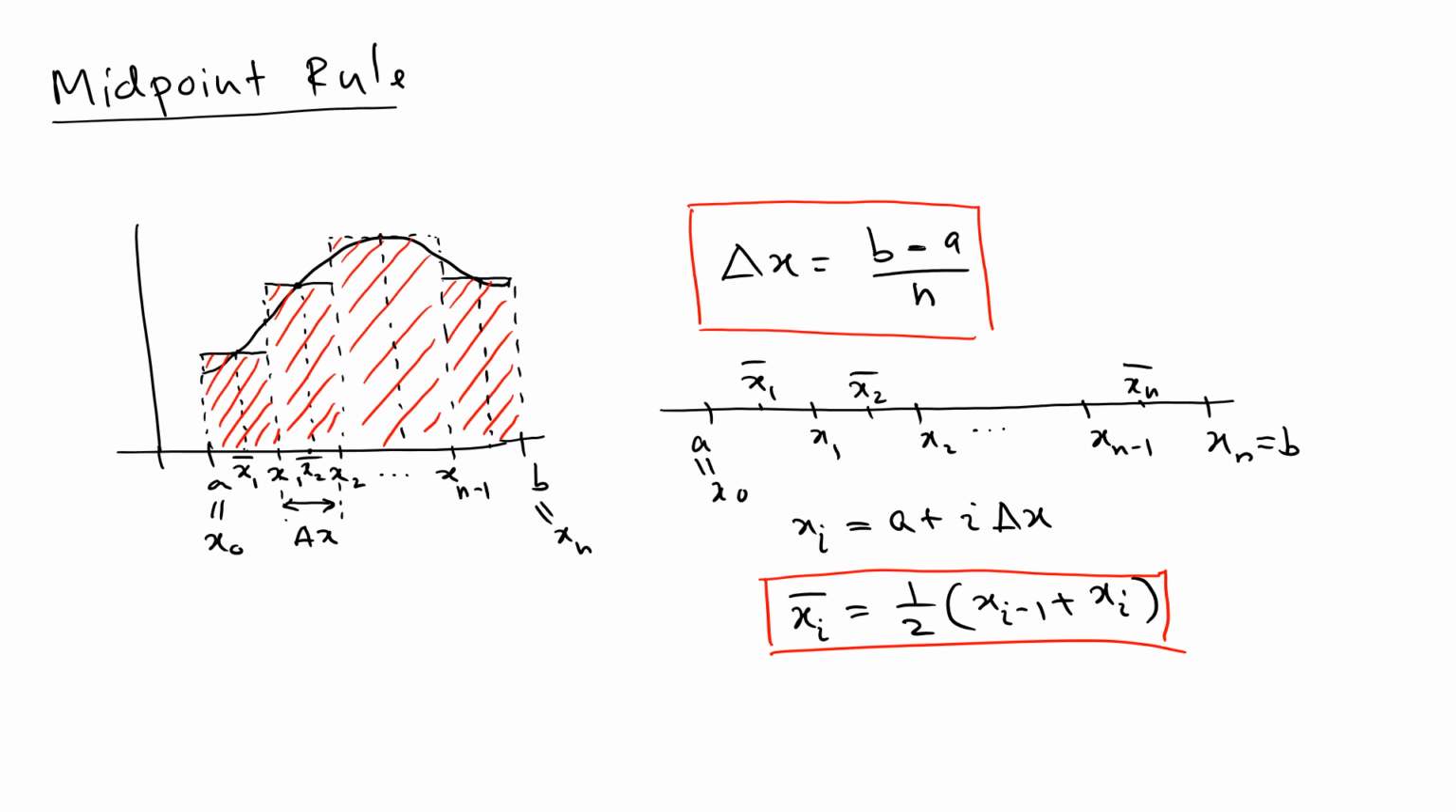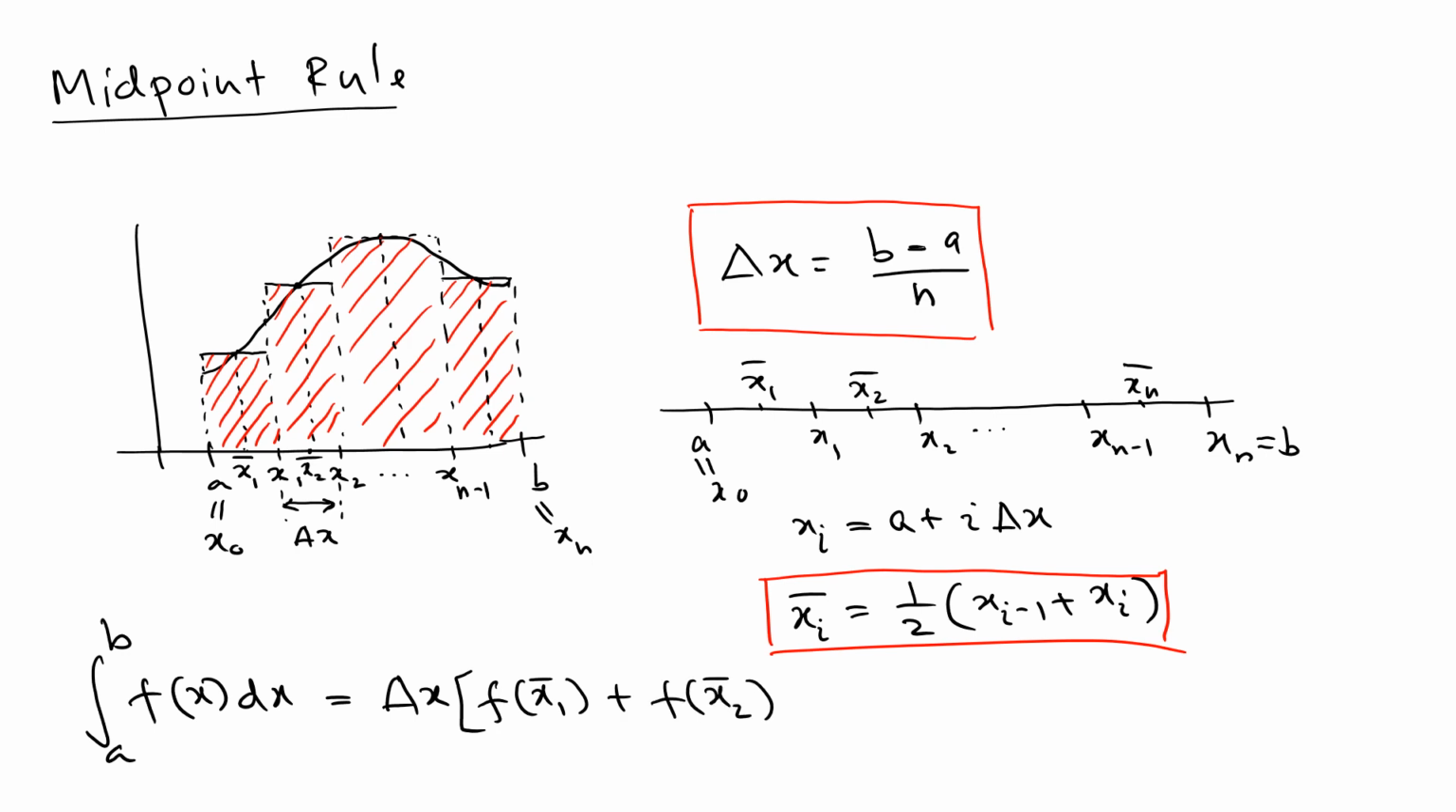So then we can write the midpoint rule like this. The integral from a to b of f(x) dx is approximately the area of the rectangles. That means delta x, which is the gap. What you need to do is simply add the heights: f(x1 bar) plus f(x2 bar) like that. We can add all such heights, up to f(xn bar). So those are the heights. That is the formula for the midpoint rule.